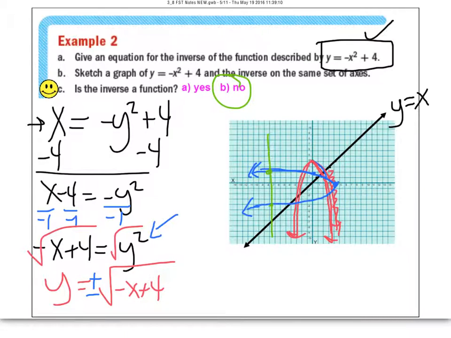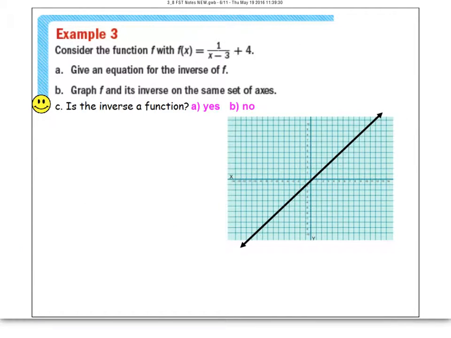However, look at the original graph. If I drew a vertical line on the red graph here, on any point, it'll only cross in 1. So the original graph is a function. However, the inverse in this case is not. Let's look at one more. Consider this graph right here. Let's look at the parent function real quick, or in this case, the pre-image.